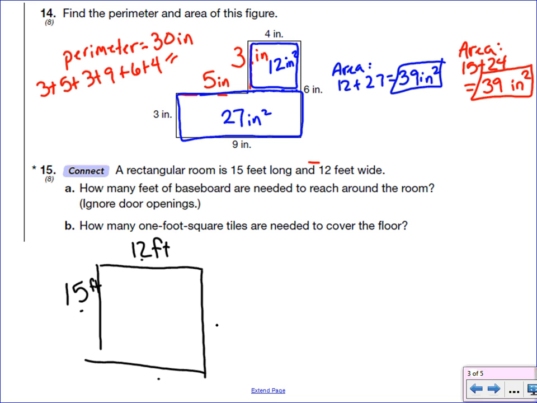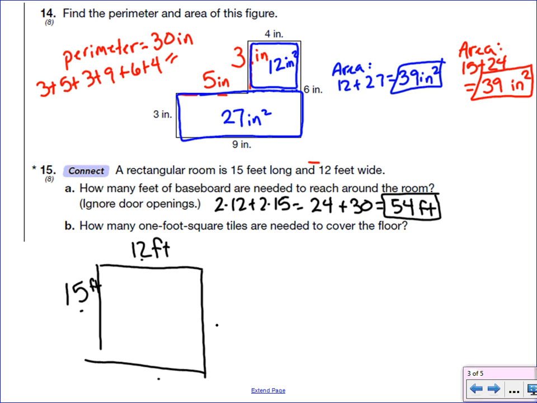Let's check that. So 2 times 12 plus 2 times 15. 2 times 12 is 24. And 2 times 15 is 30. So 54. I miscounted. So 54 feet of baseboard would be needed. The perimeter of the room is 54 feet.